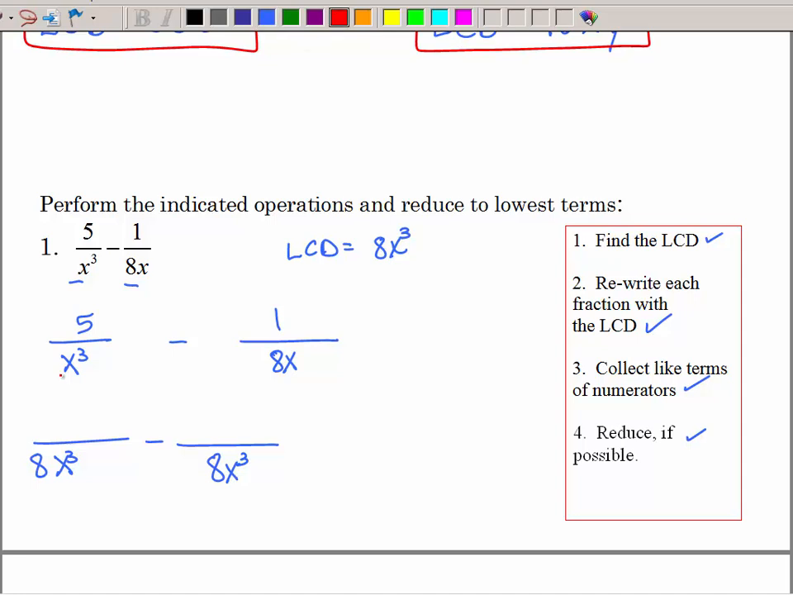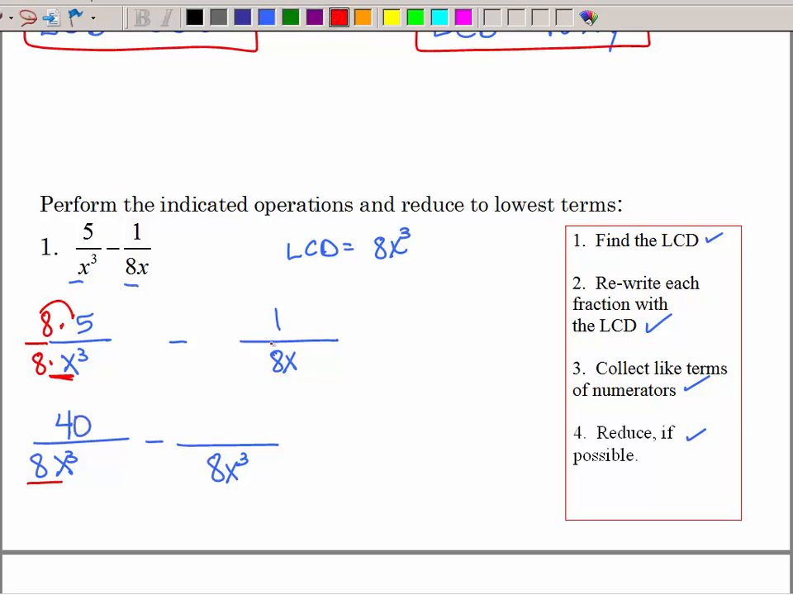So let's look. The question you have to ask yourself is, what do you have to multiply this old denominator to make that new one? And of course you'd have to multiply by 8. And whatever you multiply by on the bottom, you have to multiply by on the top, because 8 divided by 8 is 1, so you're essentially multiplying by 1, which does not change the value of the fraction. So 8 times 5 is 40.